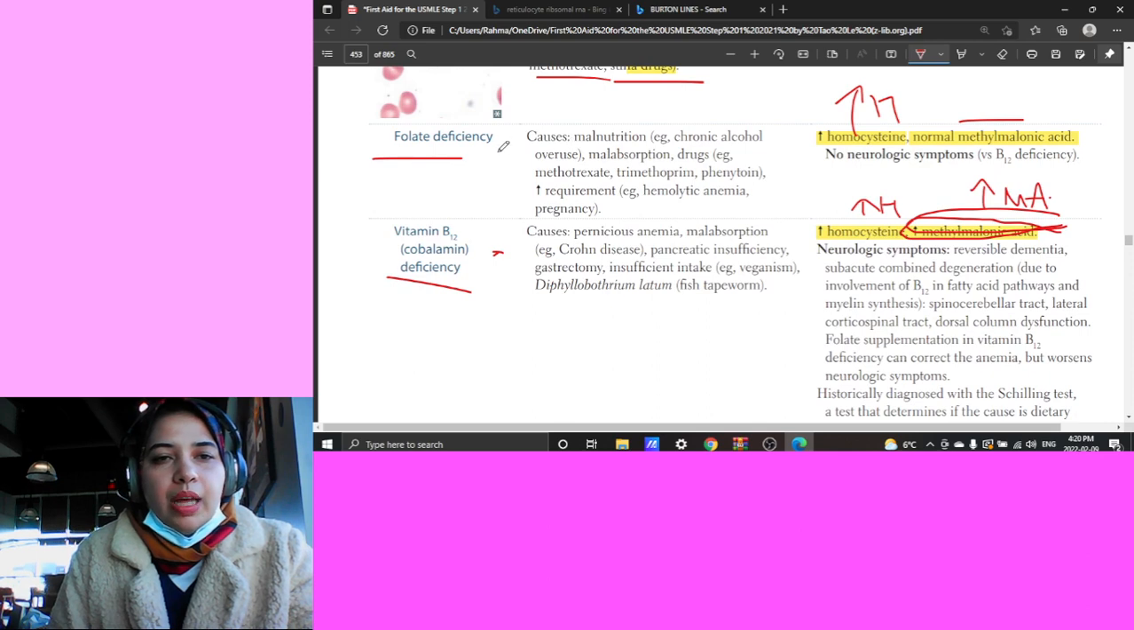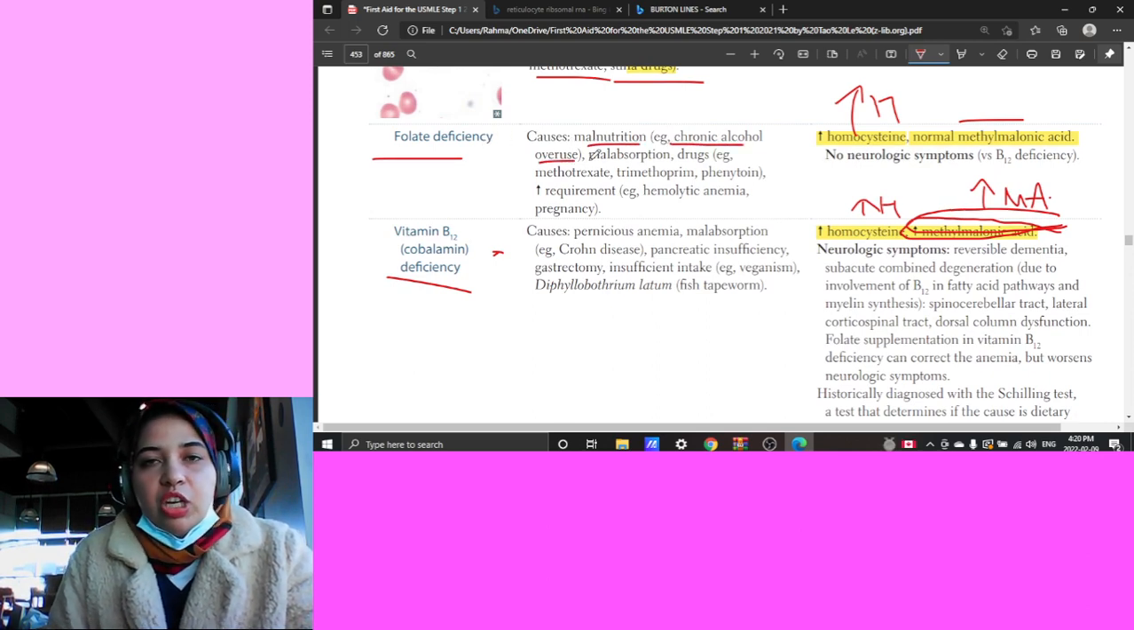But let's take a look quickly at folate deficiency. What are the causes? Malnutrition, especially chronic alcohol overuse. You're going to get a patient who's a homeless person and they are drinking a lot, and they might come in with a folate deficiency or vitamin B12 deficiency. Again, like I said, it's very hard to differentiate them only biochemically.